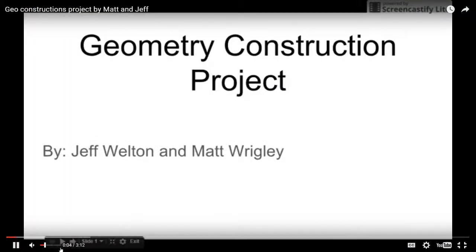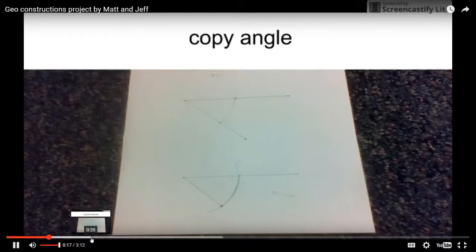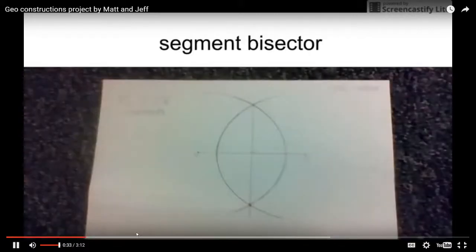Geometry Construction Project by Jeff Welton and Matt Wrigley. To copy a segment, you draw a segment and measure it with your safety compass. Then draw another segment to be the same length. To copy an angle, you draw an angle and make an arc with your safety compass. Measure the arc. To make a straight line and make the same arc and another straight line, and now you've copied an angle. To make a segment bisector.